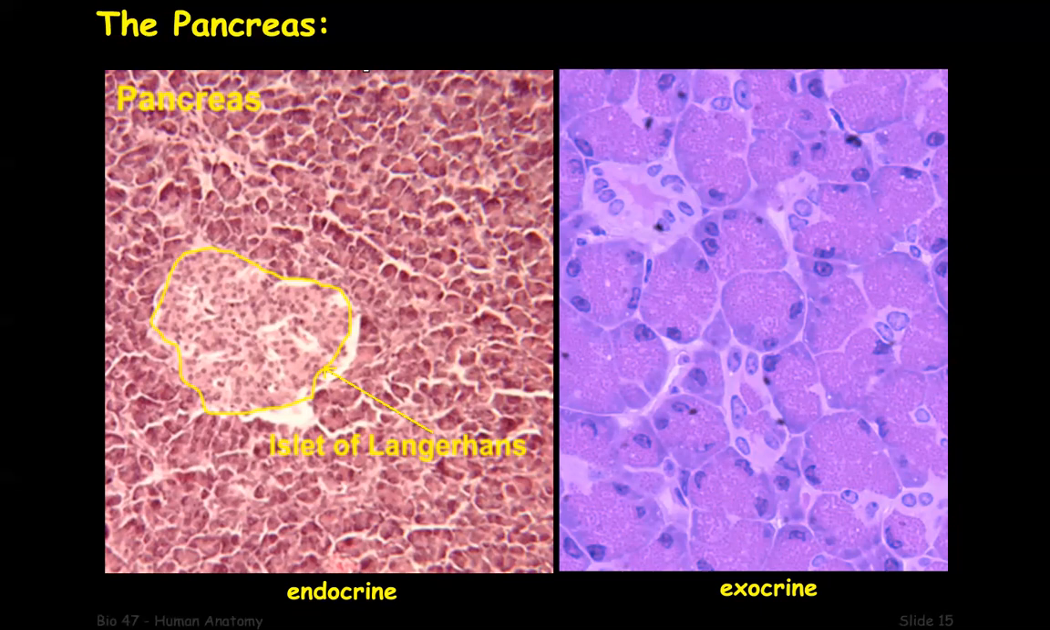And that contains the endocrine cells, the alpha cells and the beta cells that are responsible for secreting hormones that travel throughout the body. Exocrine, you will not need to identify underneath the microscope. You just need to be able to identify these islets of Langerhans, or their formal name now is the pancreatic islets.